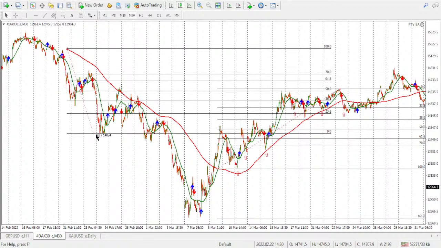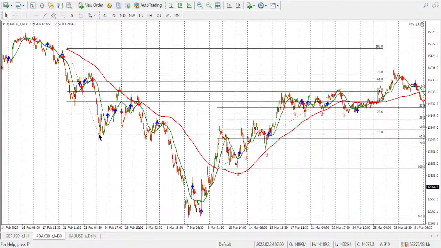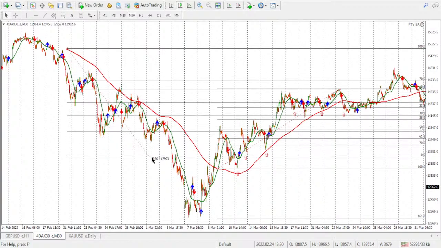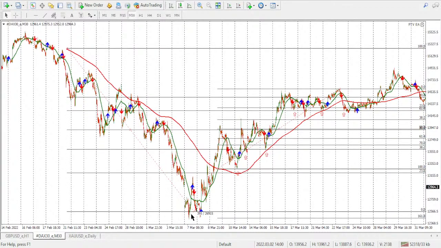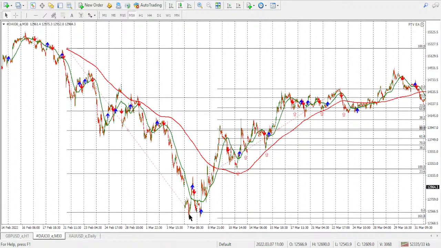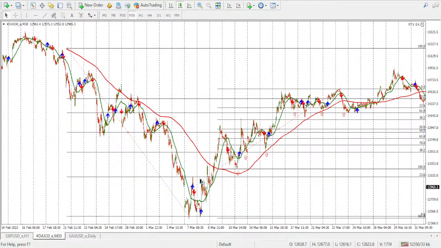Then we have another one here. So this one we had a pullback almost up to the 50.0% fib level. And then we have another swing low here where the price moved back up to the 38.2% fib level. Then we have another one here where the price moved up to the 23.6% fib level. So this could have been the correct place to look for a sell from.